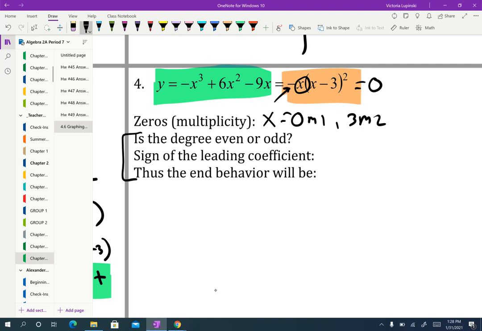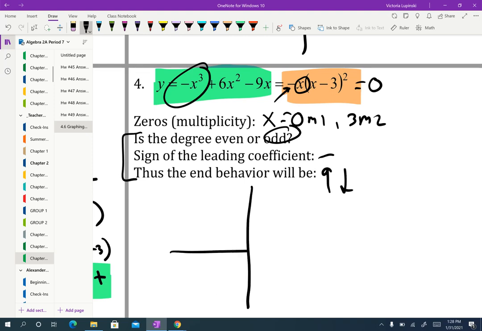In order to answer the other 3 questions, if you now look at the left-hand side, that's degree 3, which is odd. And then the sign of the leading coefficient is negative. So that end behavior would be up, down. Go ahead and draw yourself a little sketch here. So at 0 and then at +3. And again, at +3, you are going to have a bounce. So if the end behavior is up, down, you're going to start at the 0 up and you're going to end at the 3 down.